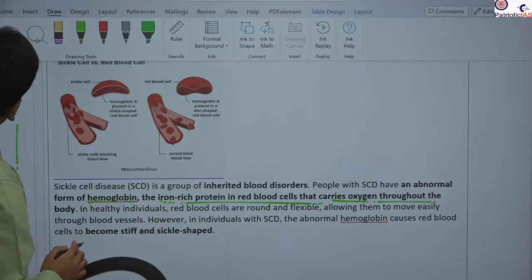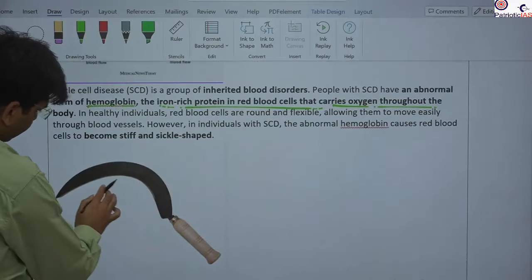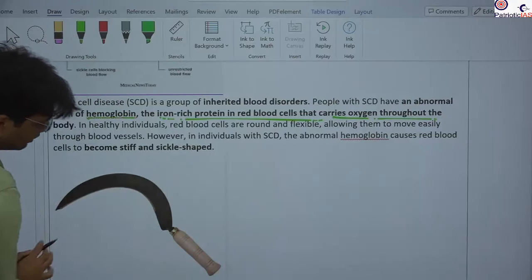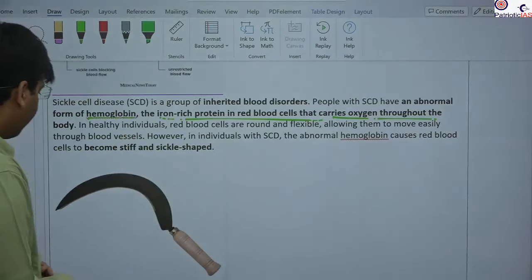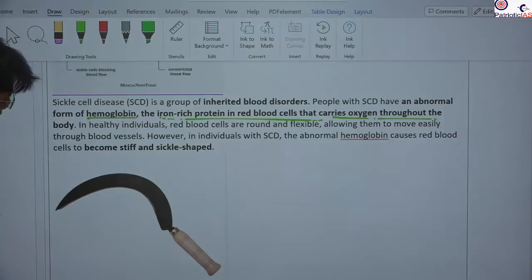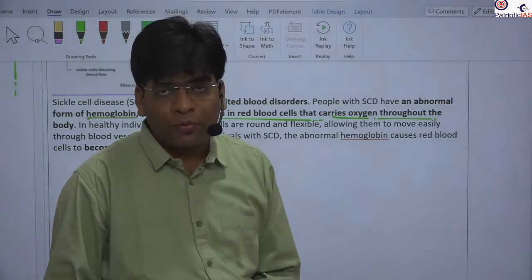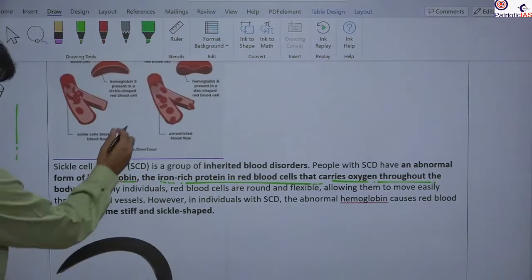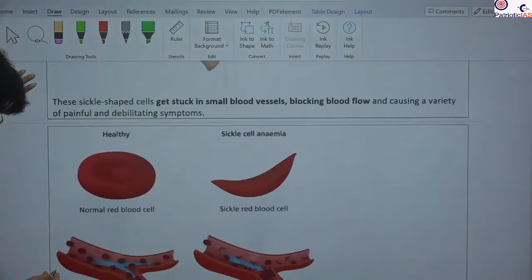But due to the abnormality, it becomes stiff and sickle shaped. This is the sickle you must have seen in our villages, in the fields, used during the cropping pattern, sowing and harvesting. So from round, it becomes a bit like this shape. So let me show you.